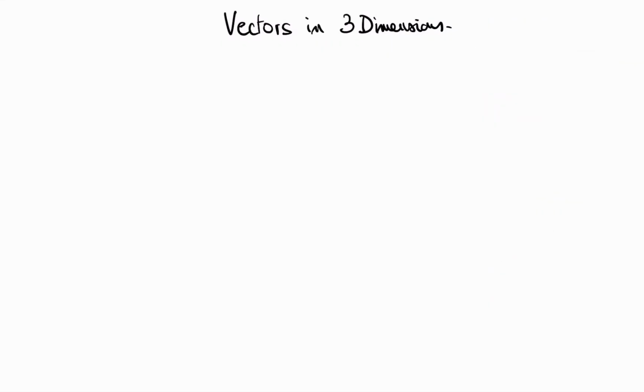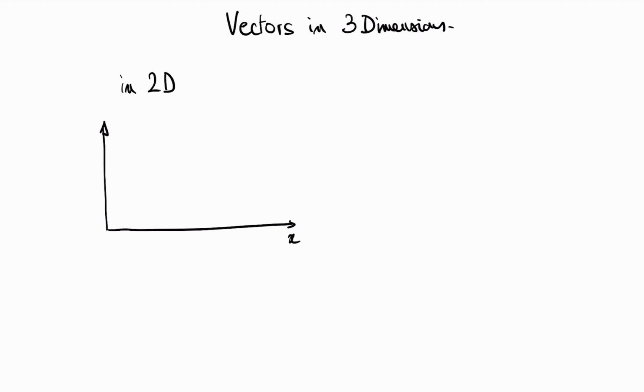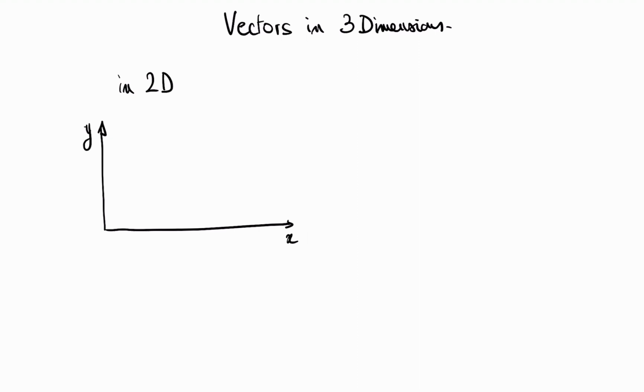Now, to understand this lesson, we need to do a bit of revision of vectors in 2 dimensions. That was done in year 12 extension 1. So in 2D, what we had is the plane. So this is the x-axis, this is the y-axis, and we create a unit vector, which is the vector i.